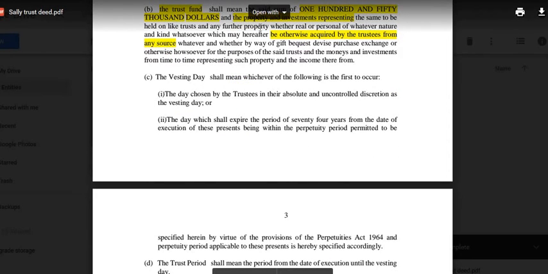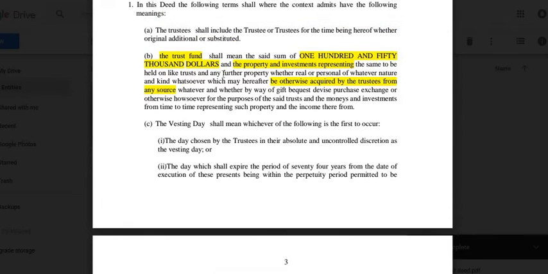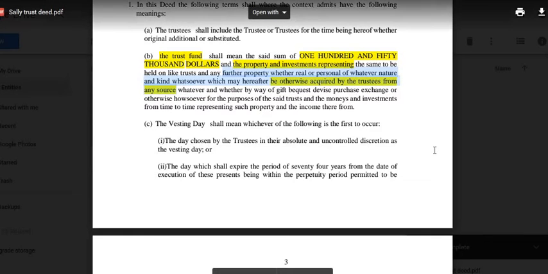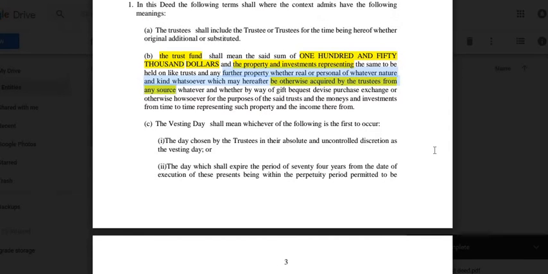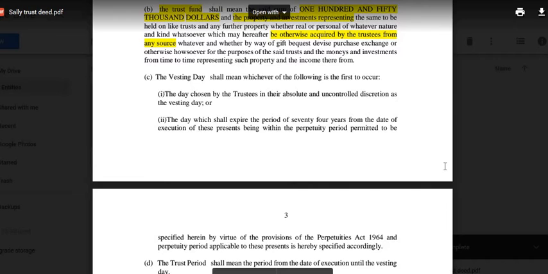And we've described the trust fund as $150,000. And you'll notice it also says held along with any further property, real or personal, hereafter acquired by the trustees from any source whatsoever. So the trustees could use the money to buy property like the boat that Tom just bought, or they could borrow money from the bank, or it could be gifted to them by somebody else. However they acquire money or property as trustees, it becomes trust property. Now, we've got a term in here called the vesting date. Trusts cannot live forever.